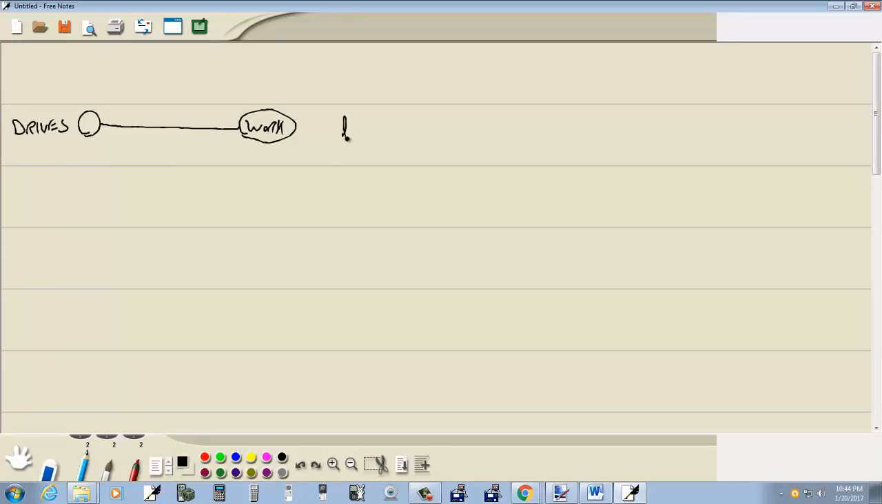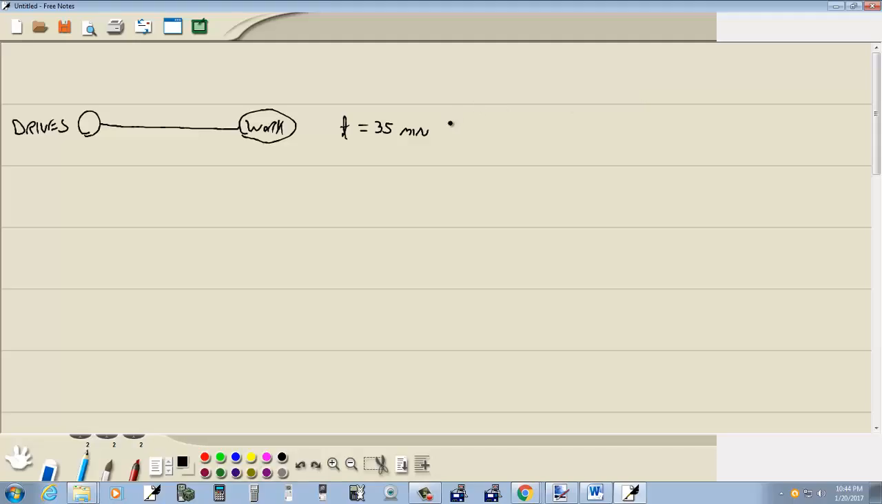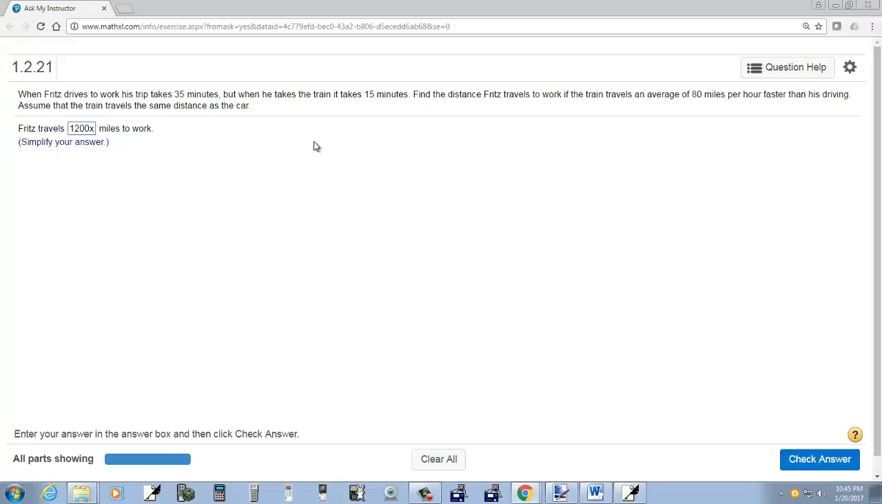So time is going to equal 35 minutes, or to put this in miles per hour, because I'm assuming, yeah, miles per hour is what's being asked for here. If we're thinking miles per hour, this should be in hours. So you divide by 60 to convert it to hours. So that'd be 35 over 60 hours. But when he takes a train, it takes 15 minutes.